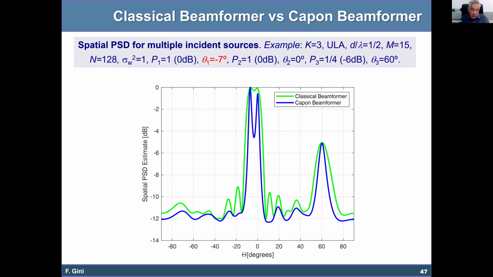And we assume that the power is the same, so from this point of view, it's an optimistic scenario. Things are even much worse if the power of the two sources is different, because in that case, in addition to having a resolution problem, you can also have the masking problem. You can see that the resolution of Capon is definitely much better than the classical beamformer. And this better resolution can be achieved only at the cost of an increase of the computational complexity.